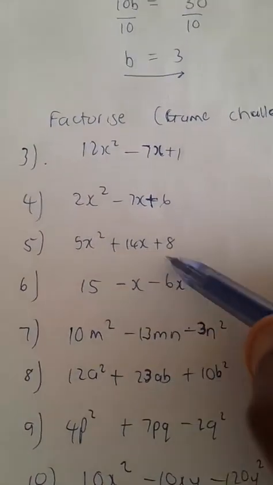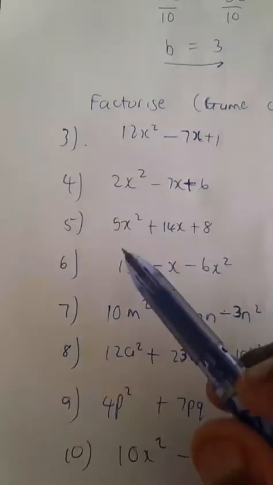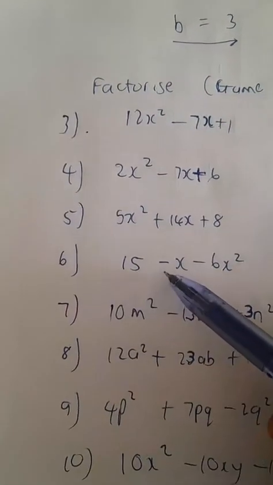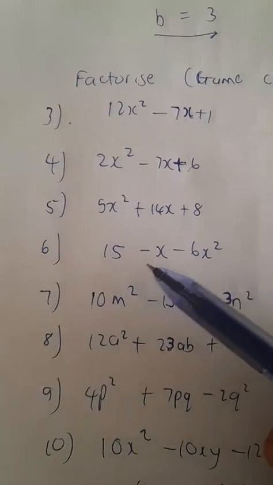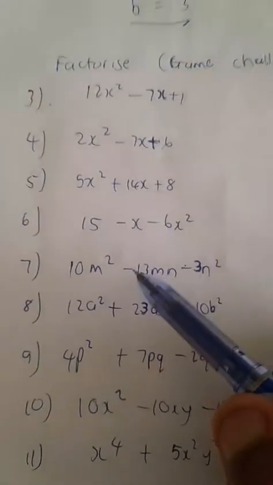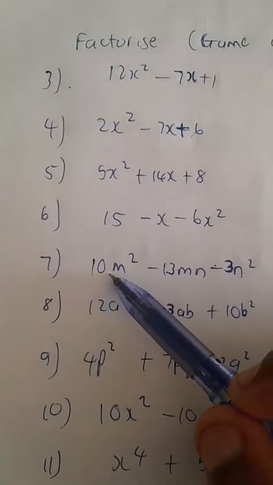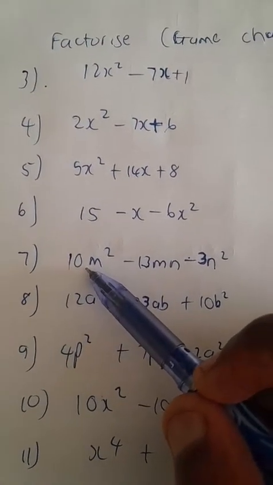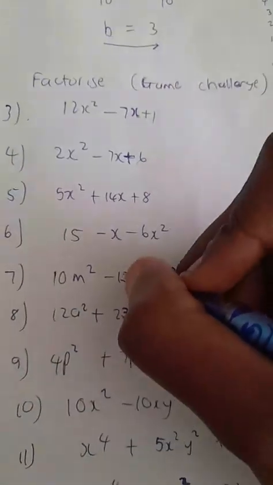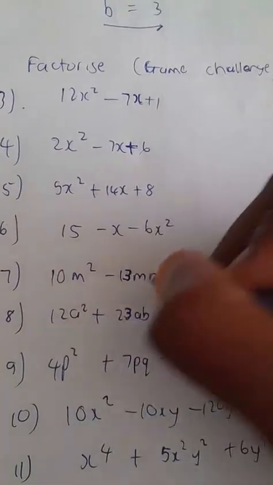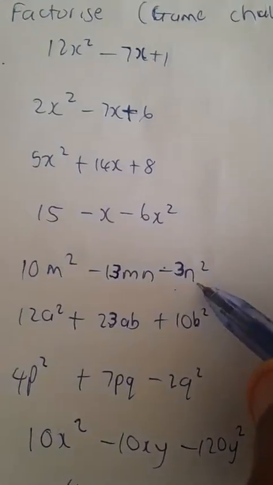5x squared plus 14x plus 8. That's fine. Number 6, 15 minus x minus 6x squared. What do you see? I hope you see what you say. Then this one, 10m squared minus 13mn minus 3n squared.